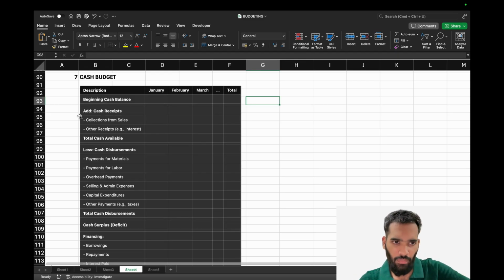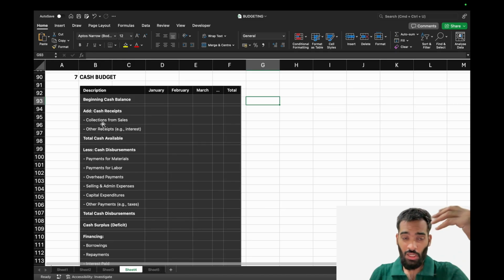And then we plus cash receipts. I've written some examples of what you'll encounter. Mostly you'll just see collection from sales.